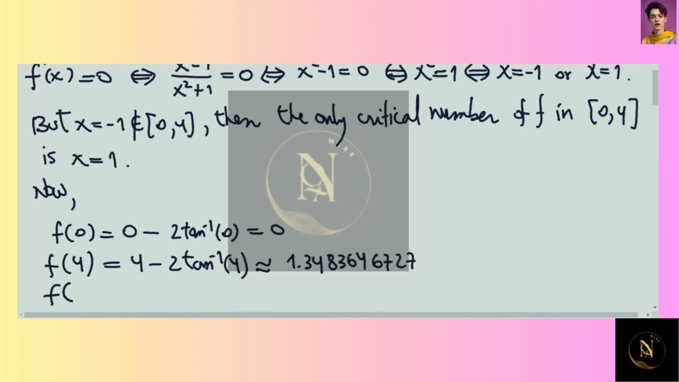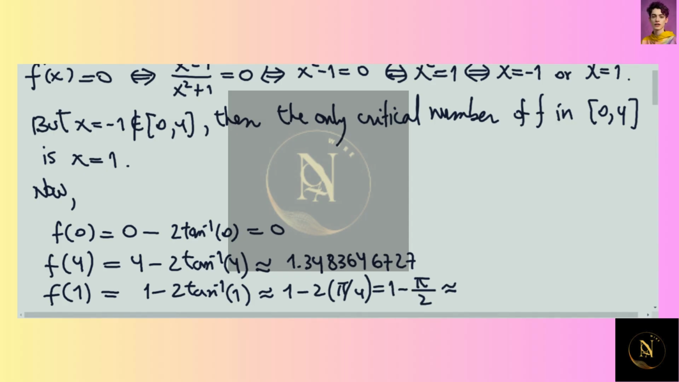And finally, f at the critical number x equal 1 is 1 minus 2 inverse of the tangent at 1. Because we know the tangent of pi fourth is 1, this gives us 1 minus 2 times pi fourth, which is 1 minus pi half. And that's approximately equal to negative 0.5707963268.